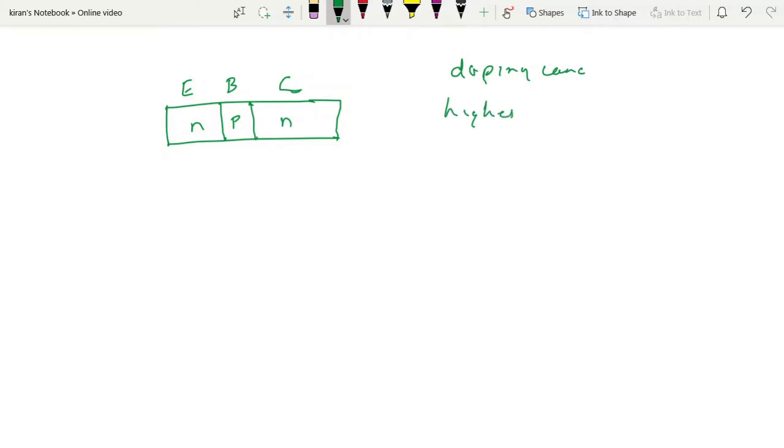Highest doping concentration kiska hota hai? Emitter. Low doping concentration kiska hota hai? Base. And moderate doping concentration? Collector. Good.